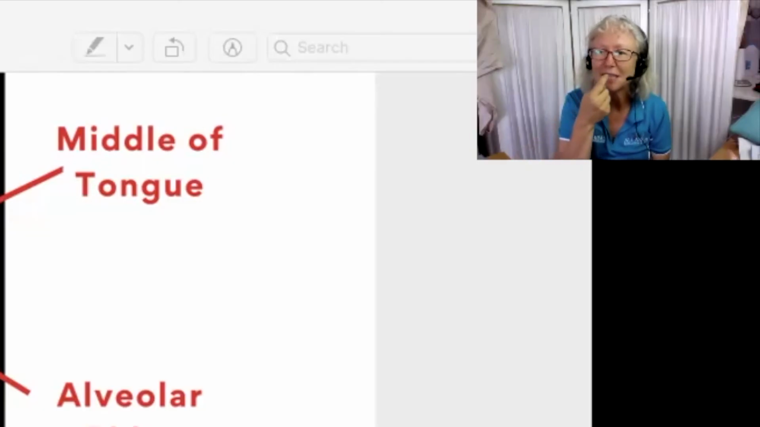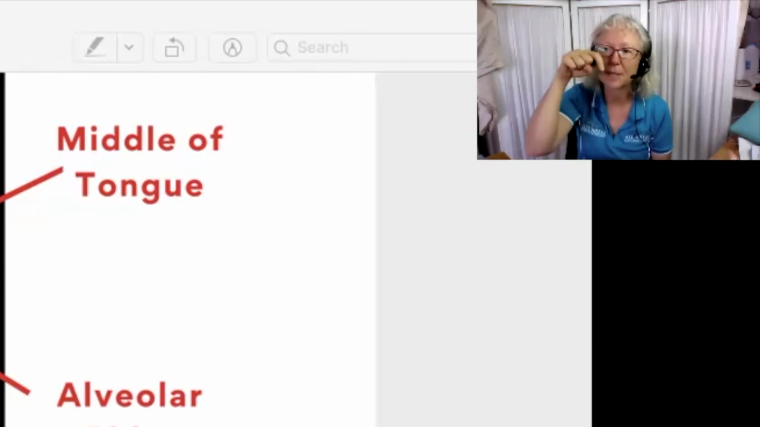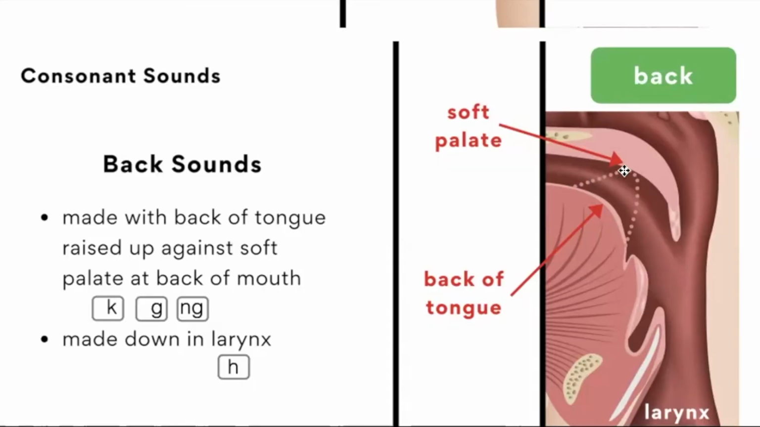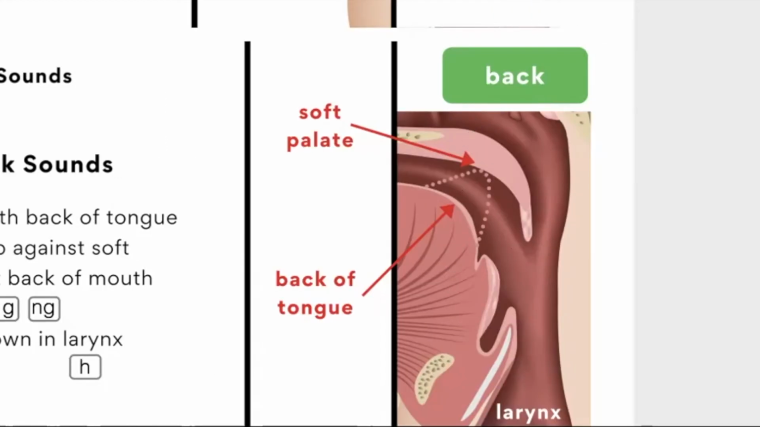When you look in someone's mouth and you look back and you see that little thing dangling, that's the uvula. So the tongue bunches back here just above the uvula, and it would seal there, so the air has to go up through the nose. The h is down in the larynx.